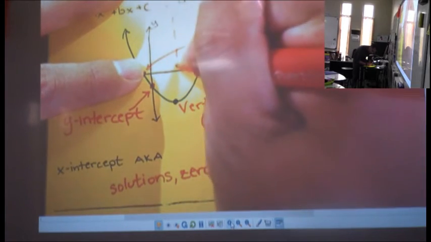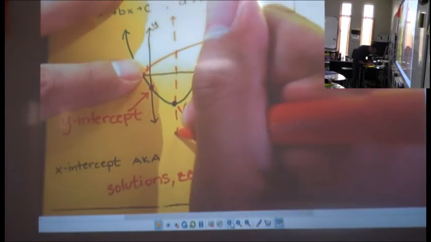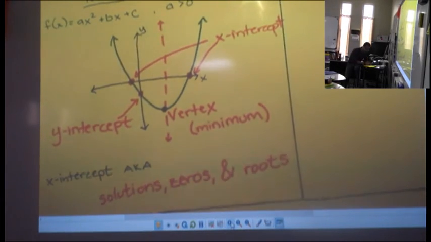Alright guys, this vertical line that goes straight through the middle of the parabola, you guys know what this is? The axis of symmetry. We're going to try to fit that in, and I'll put it in blue.